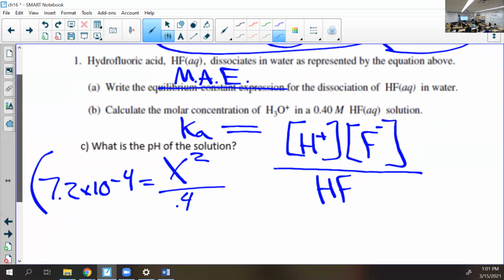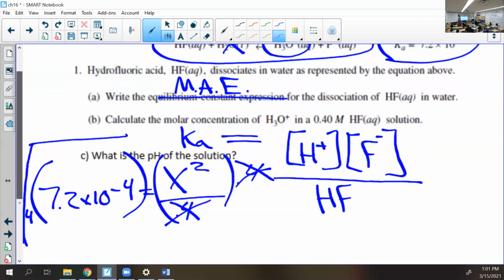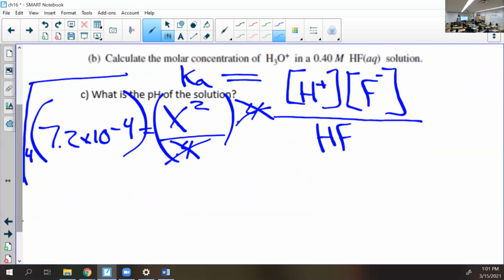So pretty easy. Multiply both sides by 0.4. Cancel those out. Take the square root of whatever that was. So take the square root of 0.4 times 7.2 times 10 to the negative 4. Nisha, you got me a number? I got 0.01. All right, good. And that's equal to the what?